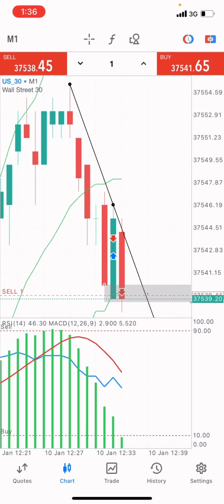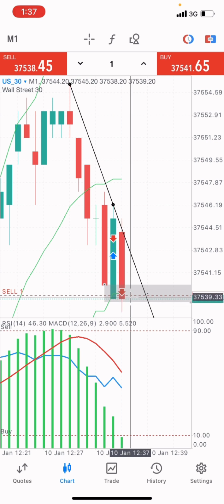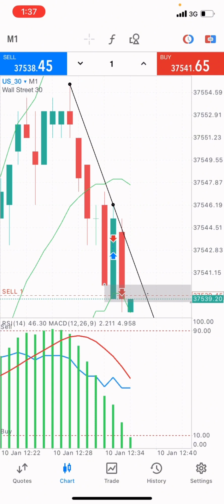So when the market breaks through, I'm going to close that trade. Once the market breaks through my order block right here, I'm going to close the trade and take the profits real quick, right?